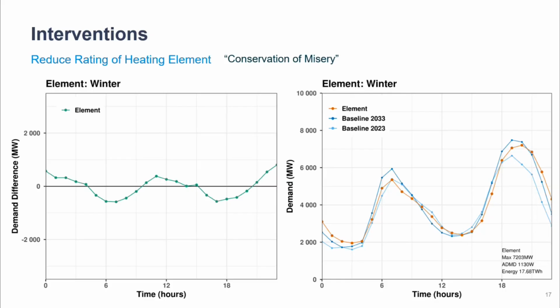This is quite a nice way of visualizing it. And effectively on the left here, what we've done is a difference between the baseline and the intervention. So effectively, by changing the heating element size, we are increasing the demand at certain periods, decreasing it at other periods, and increasing at others. I've got that the right way around. So that's a nice way of looking at these curves here.